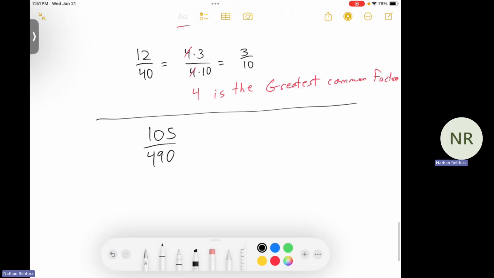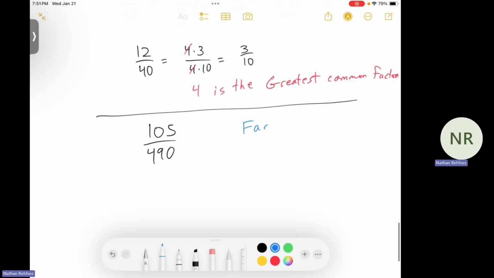Here's a way to get to the bottom of things more quickly. We're going to make factor trees. So 105 is 100, oops, that's not right, I'm sorry. 105 is 5 times 21, and 21 is 7 times 3. What do you know goes into 490? Well, it ends in a 0, so it must be 49 times 10. 10 is 2 times 5. 49 is 7 times 7.